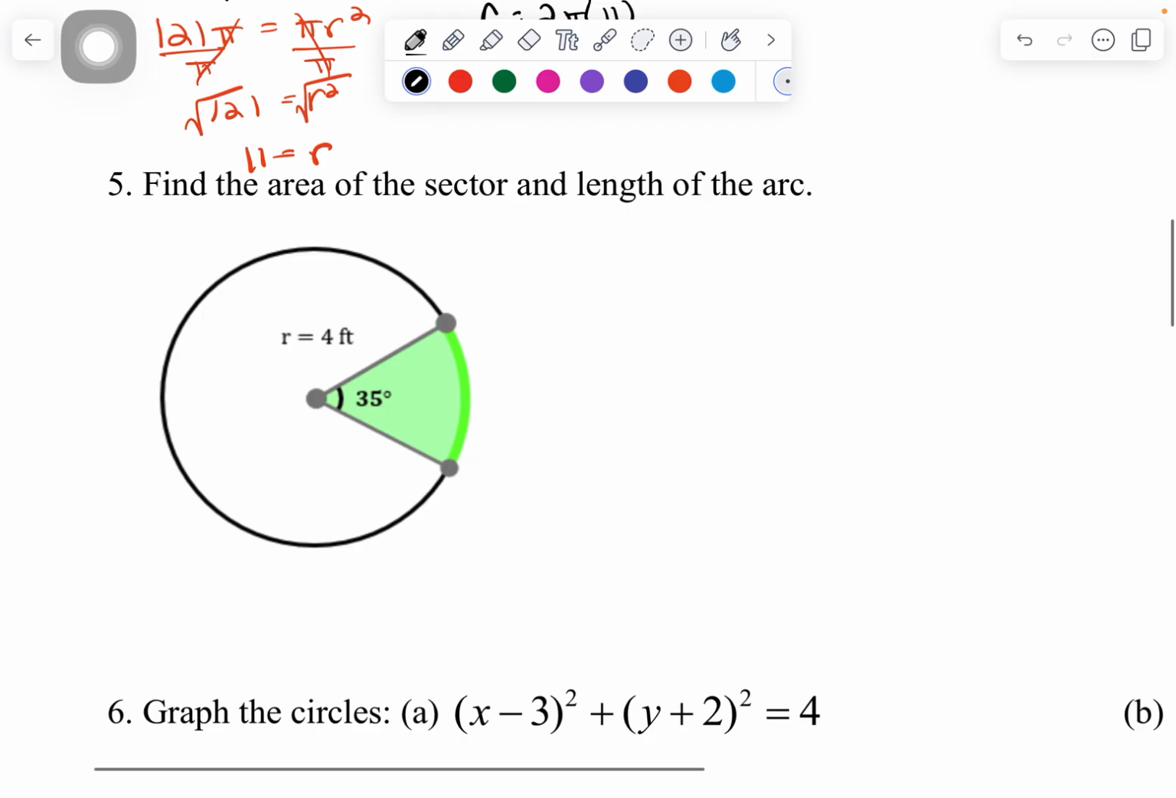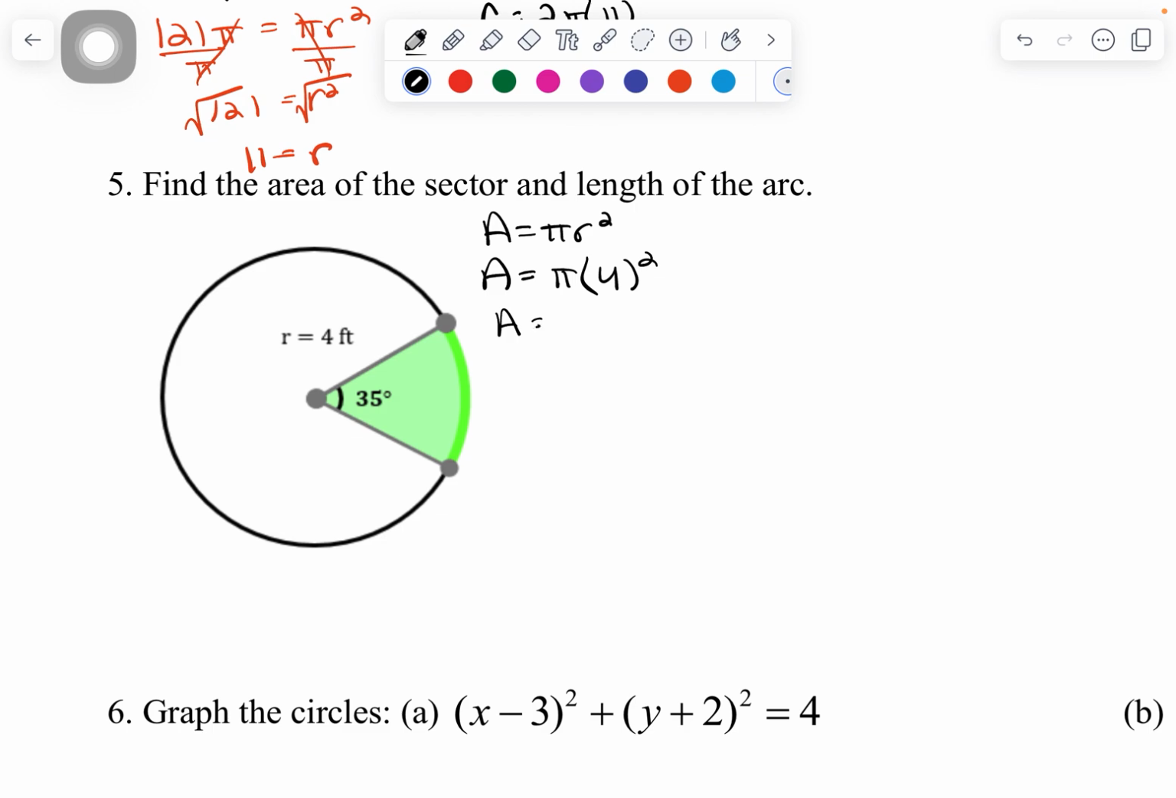Number 5, find the area of the sector and length of the arc. All right, so let's do area of sector first, which means I'm going to start by finding the area of the circle. So area equals pi r squared. It's going to be pi times, my radius is 4 squared. Let's see, 4 squared is going to be 16 pi. And I'll go ahead and mark this feet squared. I do know the units for this one. So the area of the sector, let's see, the fraction is 35 over, whoops, right, the 360, there we go, times the full area of the circle.